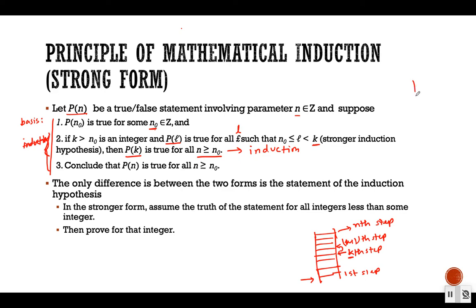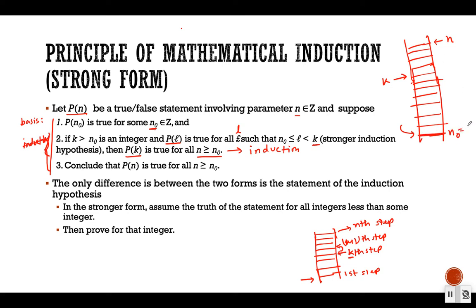Now in the strong form of mathematical induction, let's say this is the ladder. Let's say this value is k and this is our value n, and that's our basis value n naught, or n0. That's our initial value, and for this ladder, obviously, our first step is 1. So that's our first step in the ladder.